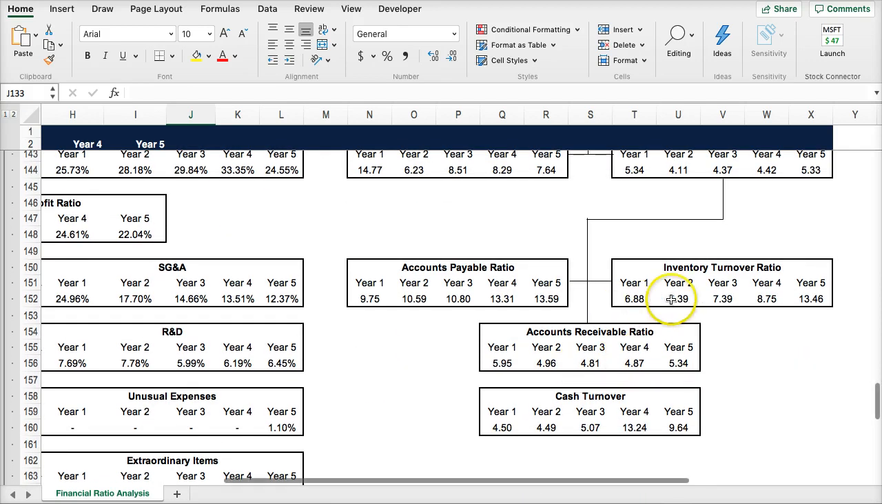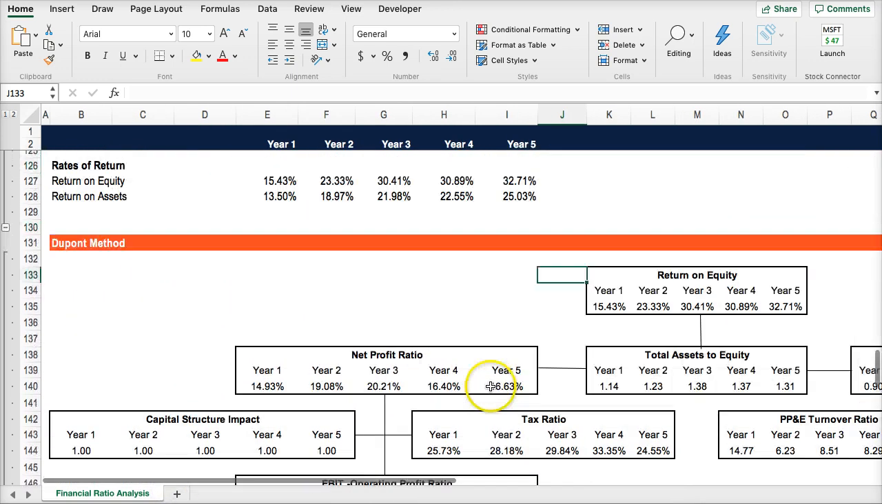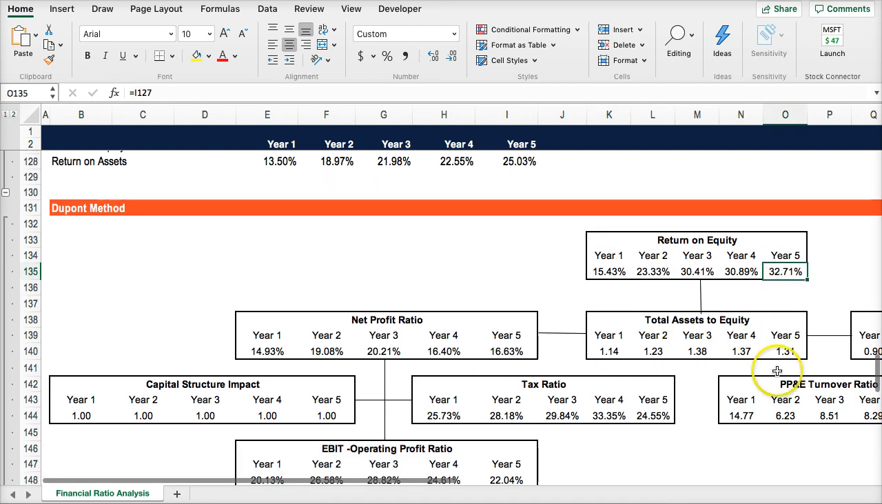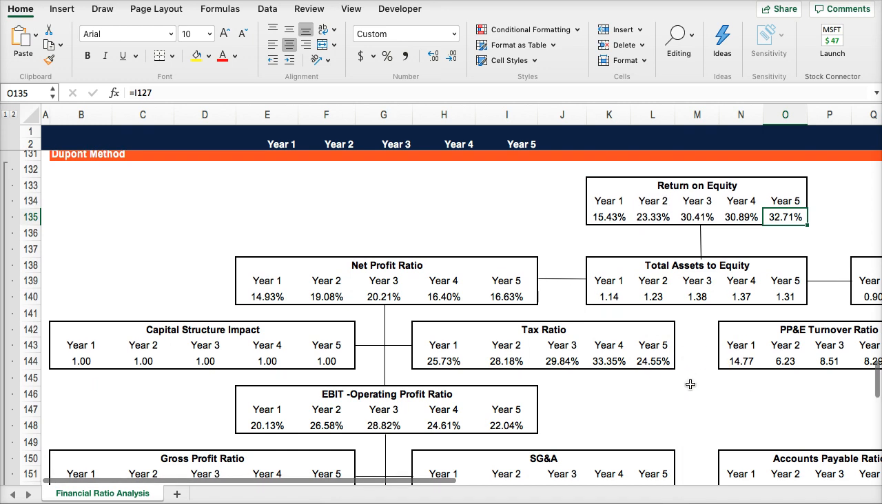So the idea is to look through the years and see which ones are improving, which ones are not improving, to help contribute. Why did we go from return on equity from 15 to 32%? So this would sort of be the flow or the map that we could use to look at what's changed that helped propel our return on equity.